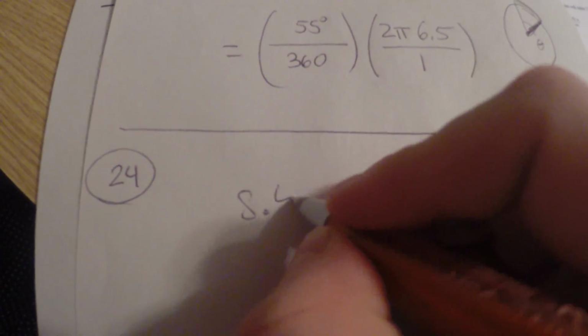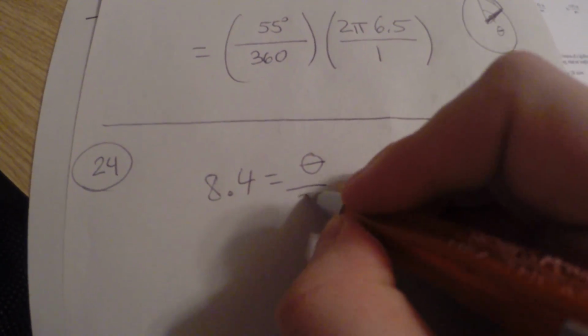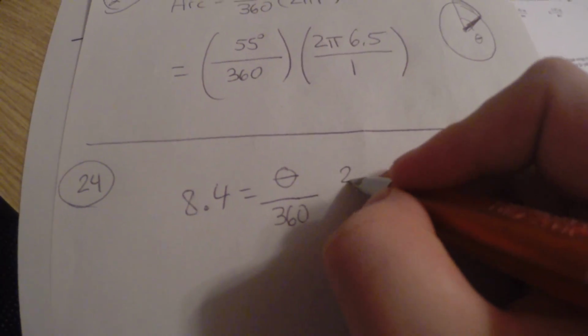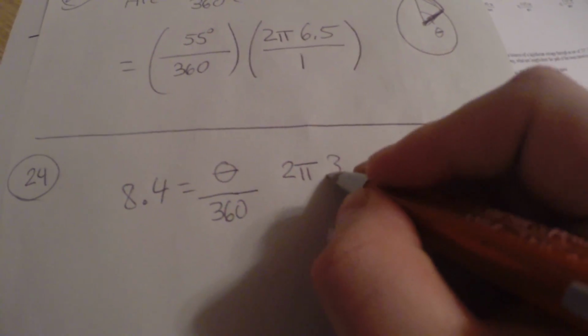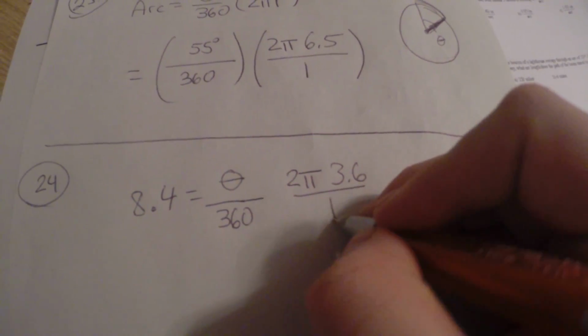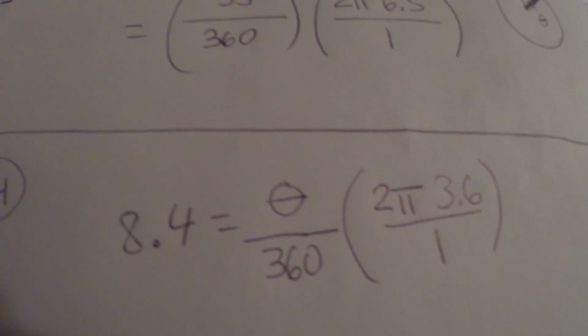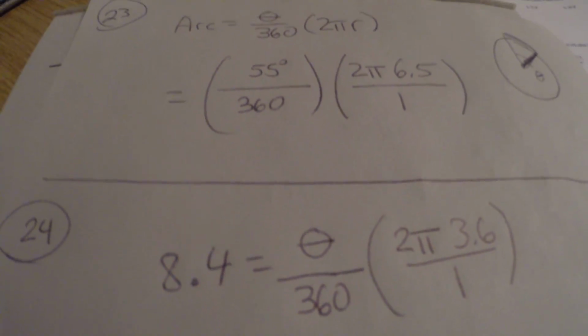So we go 8.4 is my arc length equals theta over 360 times 2 pi, and they do give us r. They say r is 3.6. So I substitute what I know into the equation. And we solve. Now, this problem here probably would not be intimidating if it was not for the fractions.